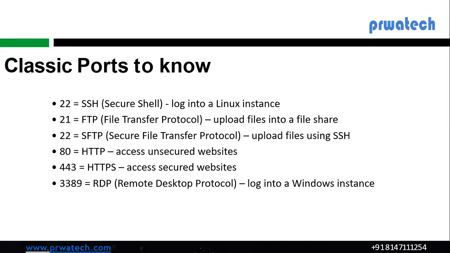And these are the different classic ports available. Suppose you're launching a Linux instance, SSH should be configured. And if you're uploading any files, FTP has to be configured. And if you want to share secure files, SFTP should be configured. And if you're hosting any applications and want to access them, the HTTP and HTTPS ports should be enabled. And if you're launching a Windows instance, RDP has to be configured. The full form of RDP is Remote Desktop Protocol. If you're not configuring this, you will get an error while launching your instance.